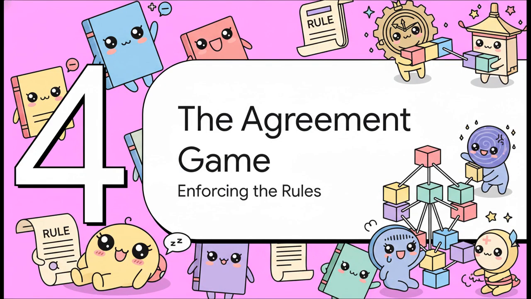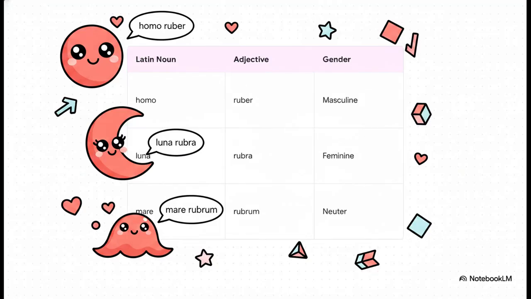Which brings us to Section 4, the agreement game, enforcing the rules. We've seen how strict the rules are, but let's look at some linguistic overachievers. Latin adjectives, for example, are total shapeshifters. In English, the adjective red stays red no matter what it's attached to. Actually, scratch that. Pretty much all our adjectives stay exactly the same. A red man, a red moon, a red sea.